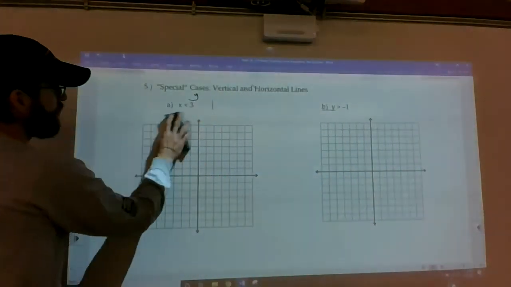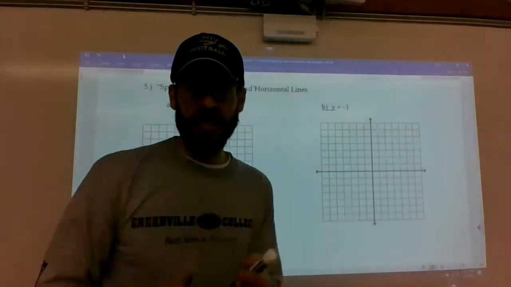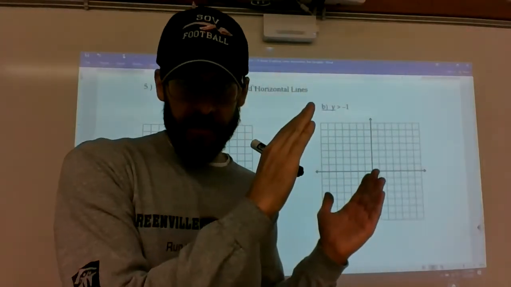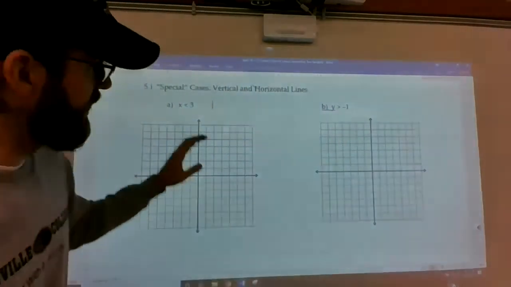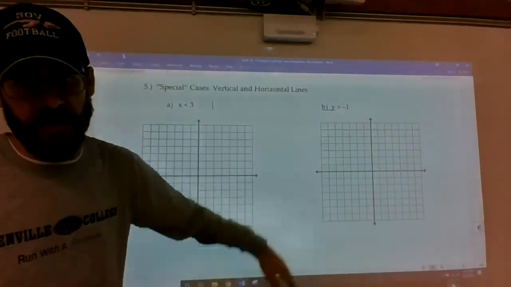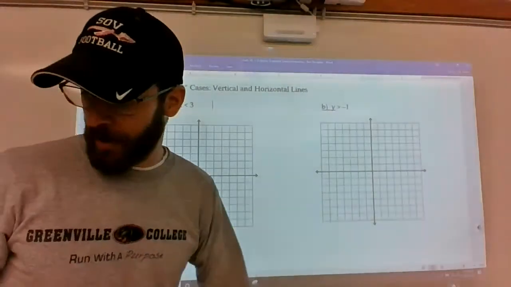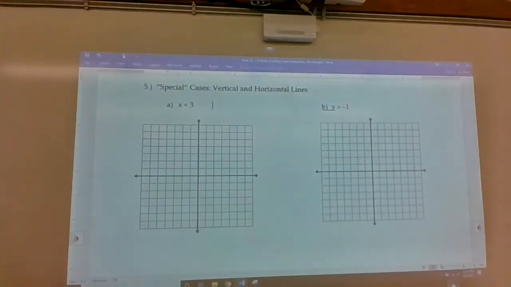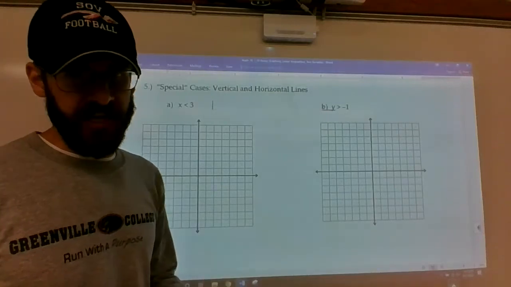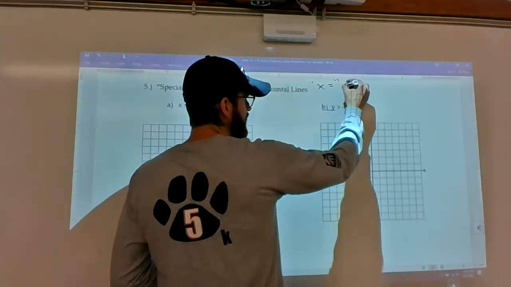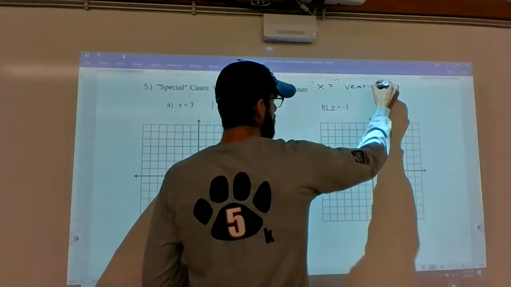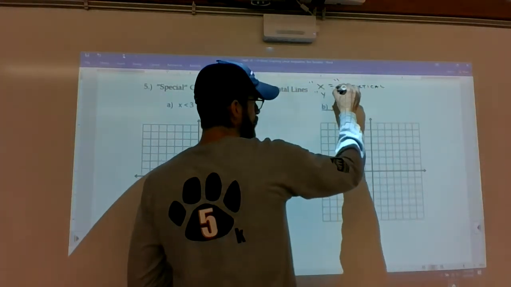Okay, so the special cases. And I'm not talking about, remember last lesson, parallel and all points on the line? I'm not talking about those special cases. I'm talking about just vertical and horizontal lines. Like, what are you supposed to do if they show up? Well, I'm still counting on you guys to understand that x equals is vertical and y equals is horizontal.